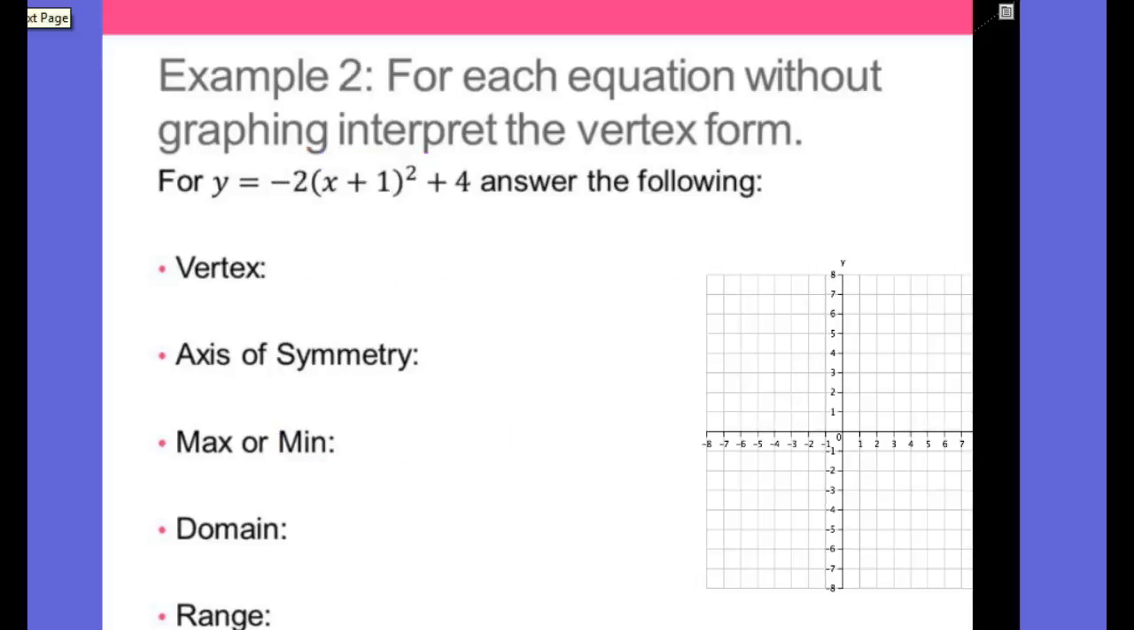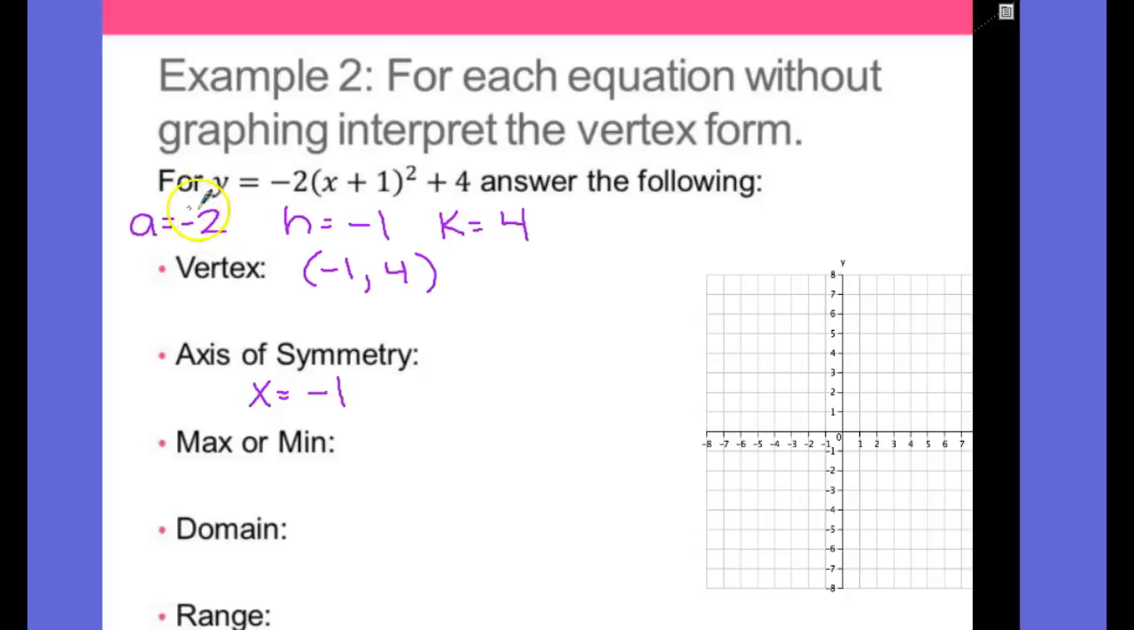Okay, let's look at example 2. A is the number out in front, so a is -2. H is the opposite of what's inside, so -1. And K is what's being added or subtracted, so I have +4. My vertex is H, K. My axis of symmetry is x equals the -1.